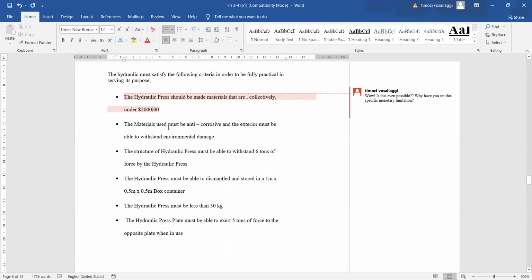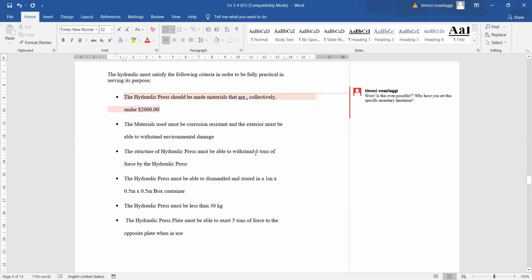Materials used must be anti-corrosive. So it's not anti-corrosive. It's corrosion resistant. That's the mechanical property. Corrosion resistance, not anti-corrosion. And the exterior must be able to withstand environmental damage. Fair enough. Structure of the hydraulic press must be able to withstand 6 tons of force by the hydraulic.